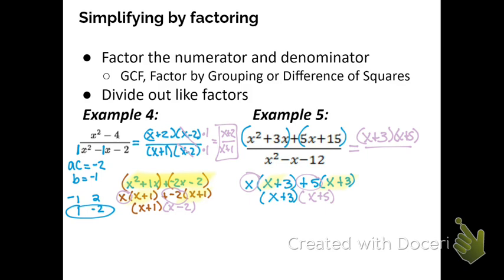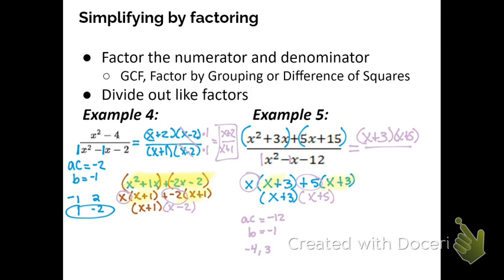Now for my denominator, x squared minus x minus 12, that also does not have a GCF, but it is a trinomial. So if I'm looking at my a times c, that's 1 times negative 12, which is negative 12. My b is negative 1. So I'm trying to think of two numbers that multiply to negative 12 but add up to negative 1. That would be negative 4 and positive 3. Those multiply to negative 12, but add up to negative 1.